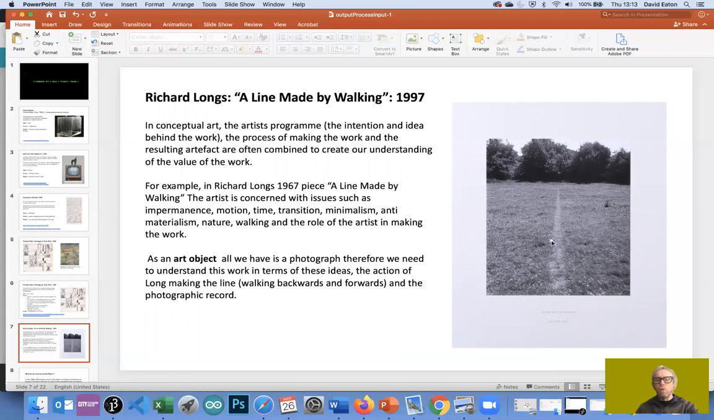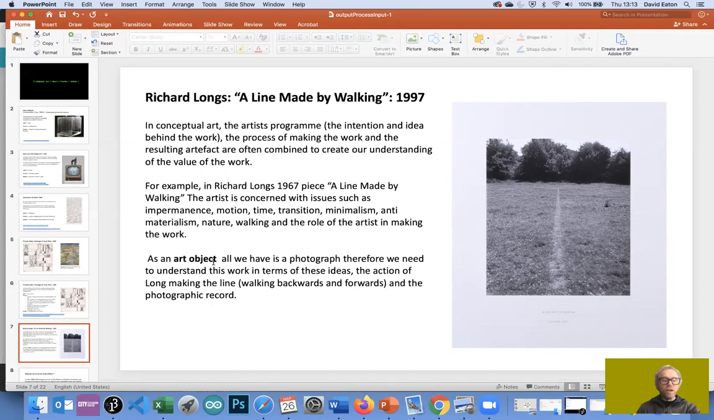But the work is more than just that, because what he's starting to think about are ideas such as impermanence, because that line won't last, okay, motion, the notion of time, transition and movement. His work is always concerned with transition and movement. It's certainly minimal. It's anti-materialistic. You require nothing other than the process of walking to create it. Richard Long is very much an artist who's influenced by nature, obviously walking, and then the role that the artist plays in making such a work. So all of these are concepts that he's working with.